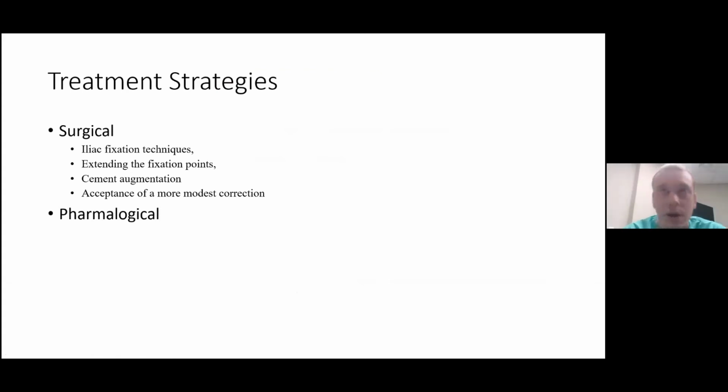So now that we know how to diagnose decreased bone mineral density, how can we treat these patients? There are different surgical techniques. I'm not going to go into detail because the talk is basically trying to stray away from just thinking about instrumentation to fix these patients, but you can do laxer fixation techniques, extend the fixation points, use cement augmentation, and accept a more modest correction in this patient population. And there are different pharmacological treatments available for these patients.